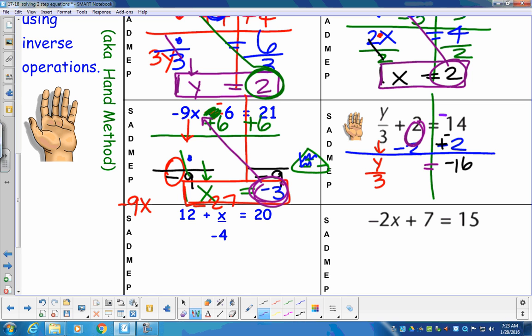All right, as I start to solve now, remember the variable is y, so we have a stop sign there. The opposite of divide by 3 would be multiply by 3. So we're going to multiply nice and high. Copy, paste.